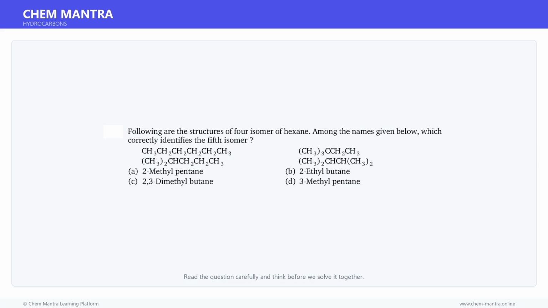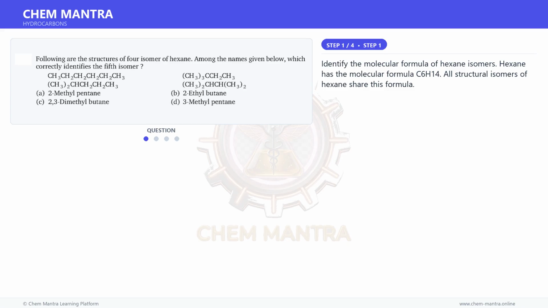Here is a question. Read it carefully and think about the answer. Let us solve it step by step. Let us begin solving this step by step. Identify the molecular formula of hexane isomers. Hexane has the molecular formula C6H14. All structural isomers of hexane share this formula.